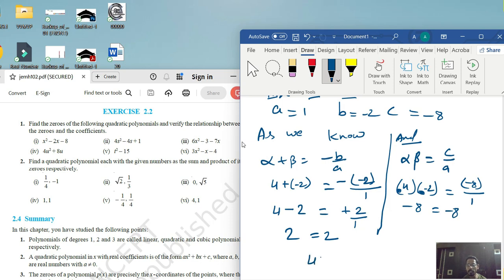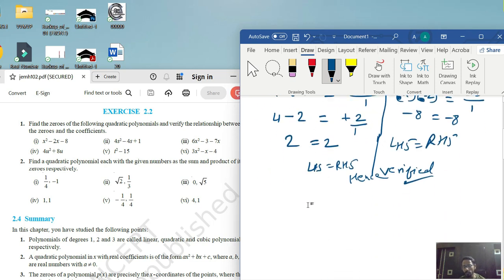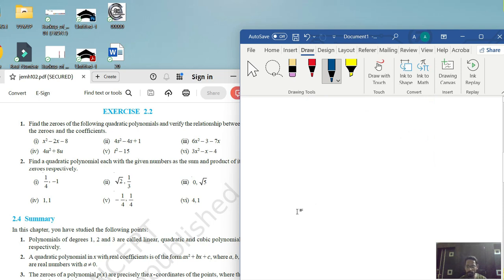So LHS is equal to RHS. Here also LHS is equal to RHS. We can write, hence verified. Got it? Now, like that, we are going to do the next question.